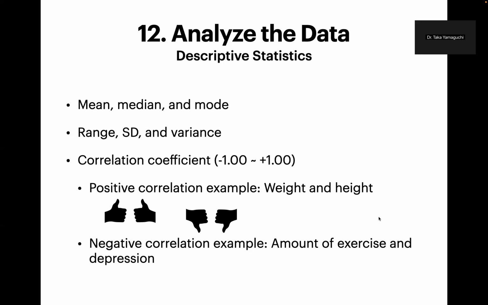Negative correlation coefficients show that when one variable's value rises, the other's value tends to fall. For instance, there is a negative correlation between the amount of exercise and depression. As the amount of exercise goes up, the depression generally goes down. So, in negative correlation, if one variable increases, the other variable decreases, and vice versa. They go in opposite directions. When one finger points up and the other finger points down, you are describing a negative correlation.